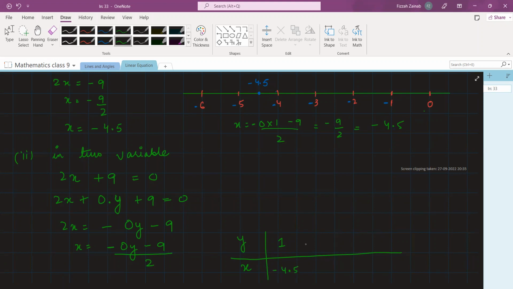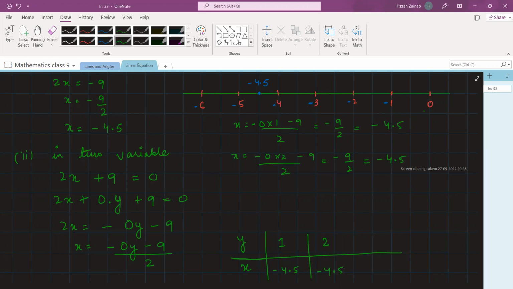Now you can take y is equal to 2 next. Let us see. So x is minus 0 into 2 and then minus 9 divided by 2. Again, the first term is 0, so it is again minus 9 by 2. It is minus 4.5. So again, you get minus 4.5, right?